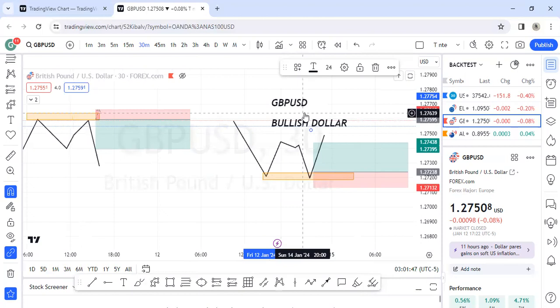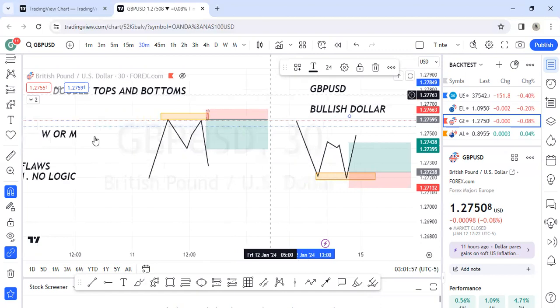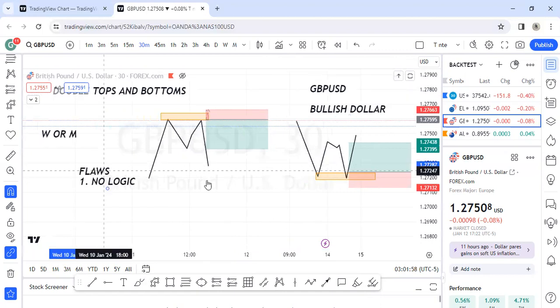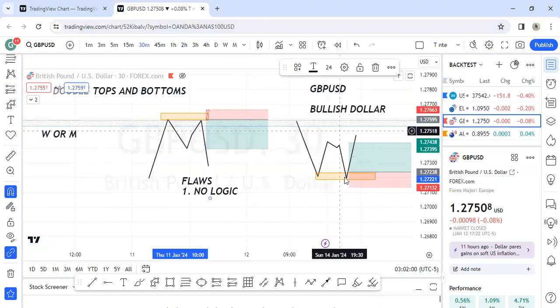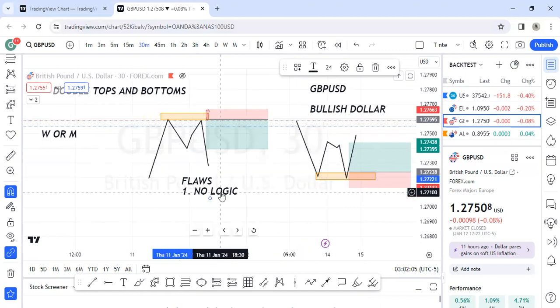Now, when the dollar is bullish, GBP USD is supposed to what? It's supposed to sell. Now, the people that trade with patterns, that have no logic behind their trades, are just trading because of patterns. They will be looking to buy this because of the pattern. So they trade for pattern's sake and no logic.